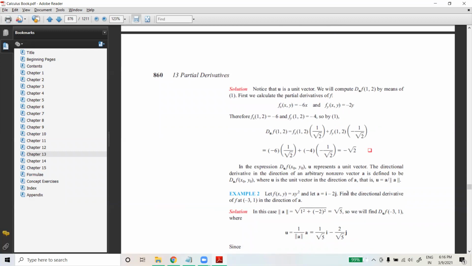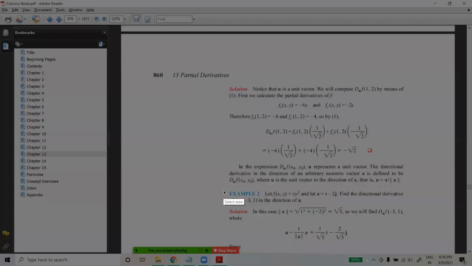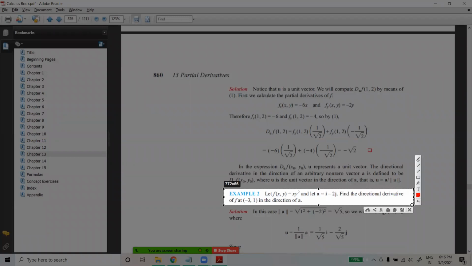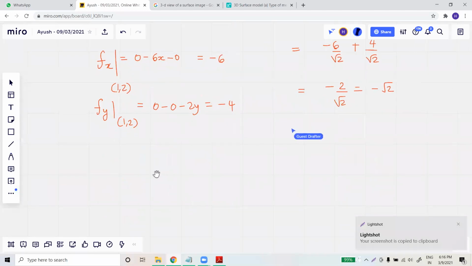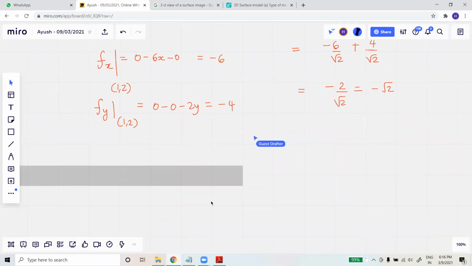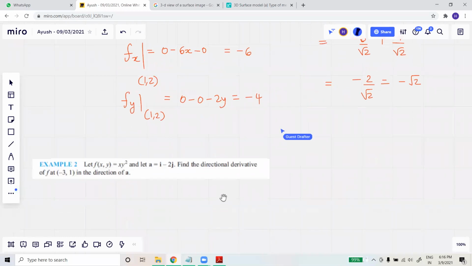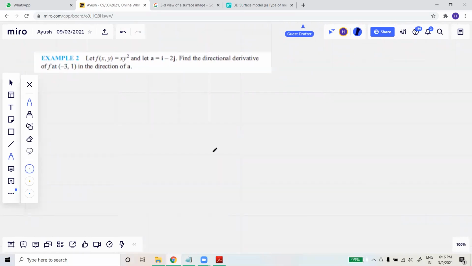So this is in the direction of a. This is another example, which is going to be slightly different. Let's say f of xy is equal to x y squared, a is i minus 2j. Find the directional derivative of f at minus 3 1. Because this time it's not our unit vector, I think it's simply a, a normal vector, so we need to just normalize that thing.